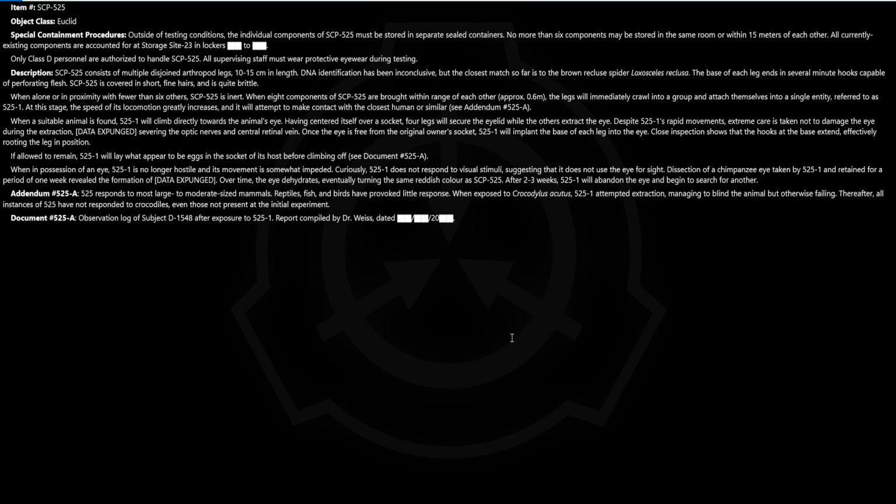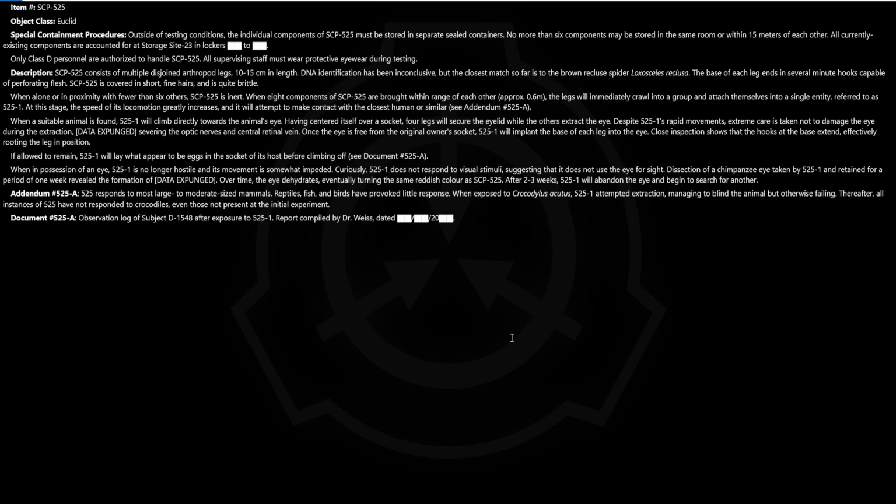If allowed to remain, 525-1 will lay what appear to be eggs in the socket of its host before climbing off. See Addendum 525-A. When in possession of an eye, 525-1 is no longer hostile, and its movements are somewhat impeded. Curiously, 525-1 does not respond to visual stimuli, suggesting that it does not use the eye for sight.